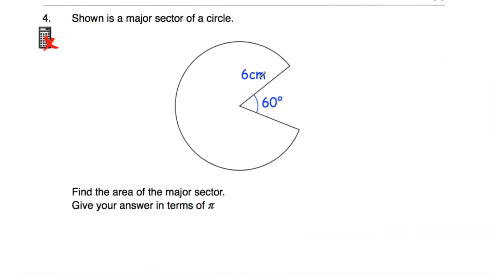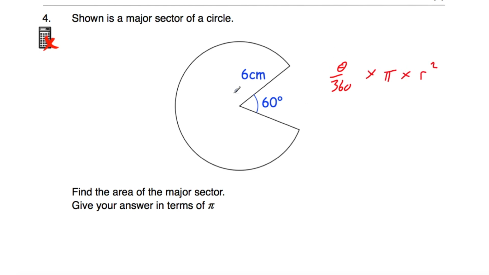Okay, so question number 4, again, we've got a major sector of a circle, and we've been asked to find the area of the major sector. So we want to find the area of this major sector, so this sector here, and we want to give our answer in terms of pi. So again, a non-calculator question. So again, our formula is beta over 360 multiplied by pi multiplied by the radius squared.